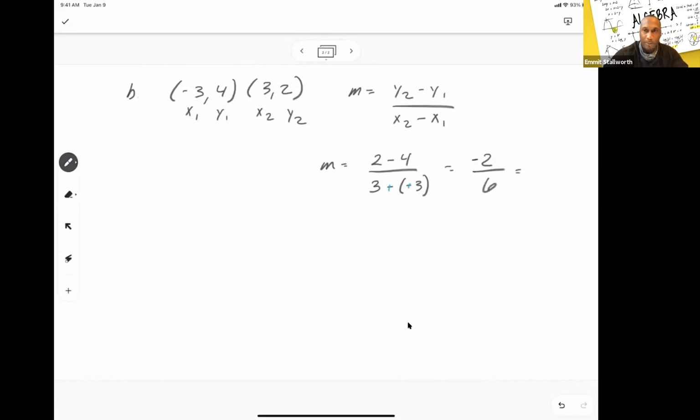So now we've got to go ahead and reduce this as well. So we're going to have negative 1/3. That's my slope. Remember that if you've got a negative slope, you're going to be falling from left to right. Okay. Let's look at this next one here.